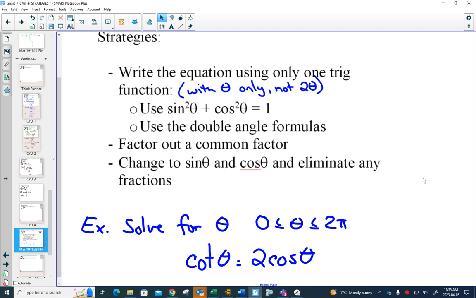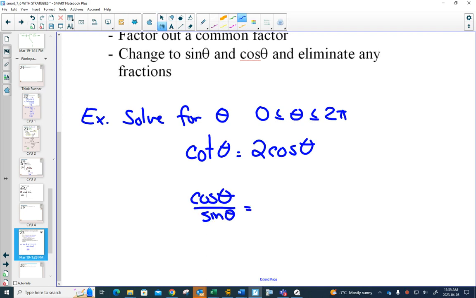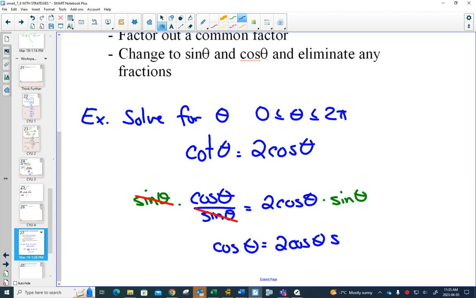So sometimes we have to use these last two strategies, which are changing to sine and cos and getting rid of fractions and factoring. So in this case, I can change the cotangent to cos theta over sine theta. That creates a fraction. And if you have an equation and have a fraction, you can get rid of the fraction by multiplying. For example, if I multiply this side by sine, then I have to multiply this side by sine. And multiplying the left side by sine gives us the opportunity to simplify, and your fraction goes away. That leaves us with the following equation. Cos theta equals 2 cos theta sine theta.